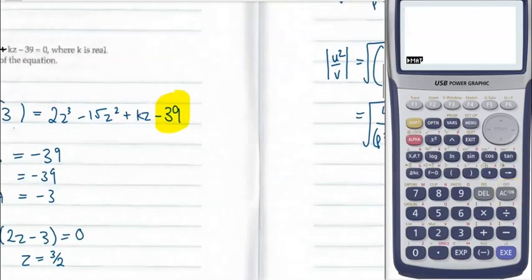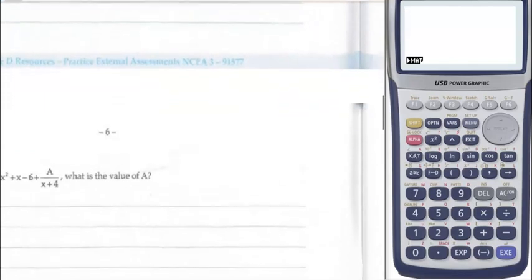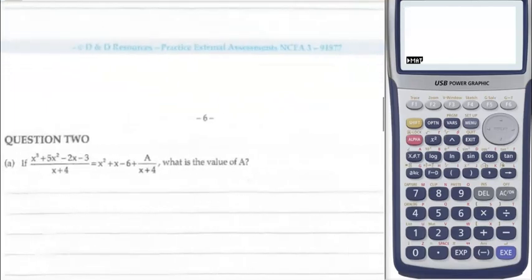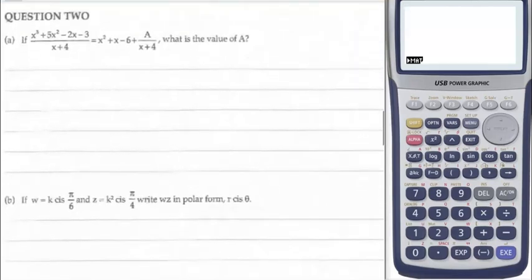All right, let's move on to question 2. So we're still in PEA assessment 1, but the second question. Okay, this one you can do by long division using the bus stop method, or you can do a bit of algebraic juggling, manipulation, whatever you want to call it. That second method is my preferred one, but I've got videos on both if you want to go and check them out.